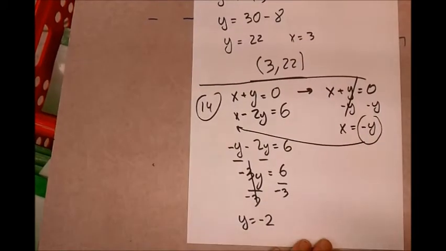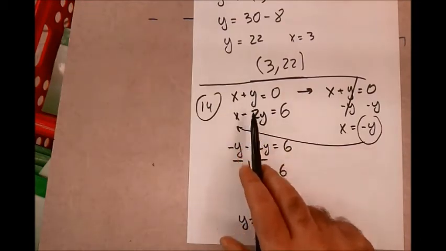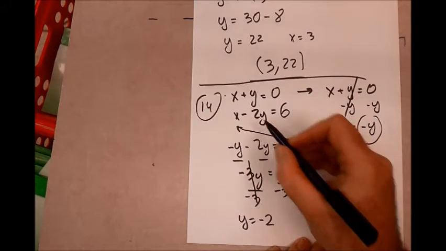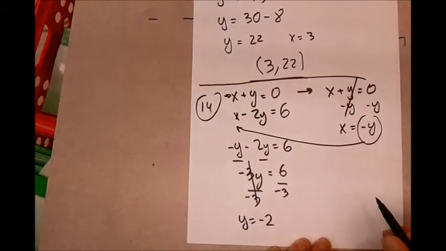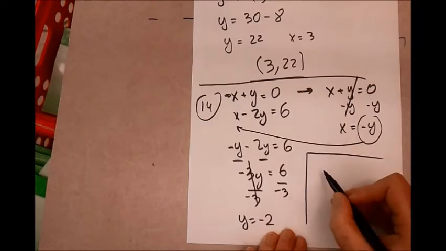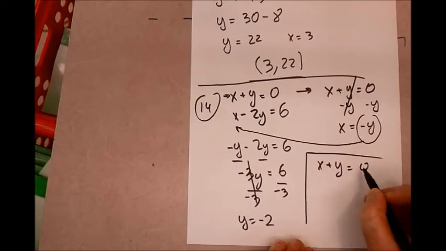So the way I'm going to do that is I'm going to take this y equals negative 2 and plug it into one of these two equations. Doesn't matter which one I choose. I'm going to go ahead and choose this one, again, because it's just easier. I'm going to rewrite it right over here to save some paper. X plus y equals 0.